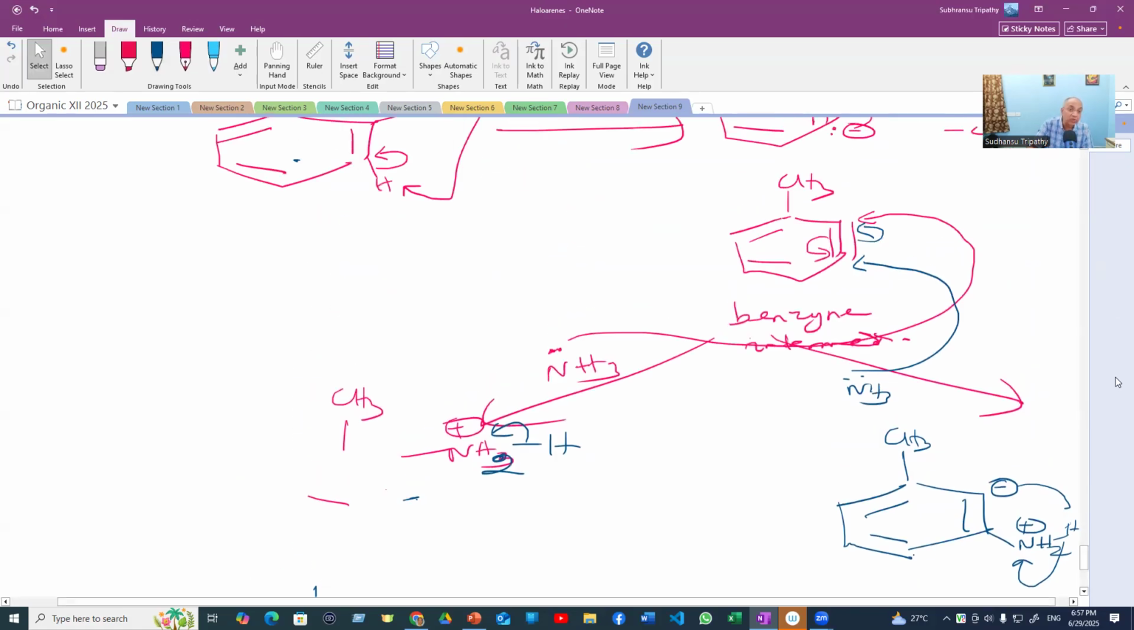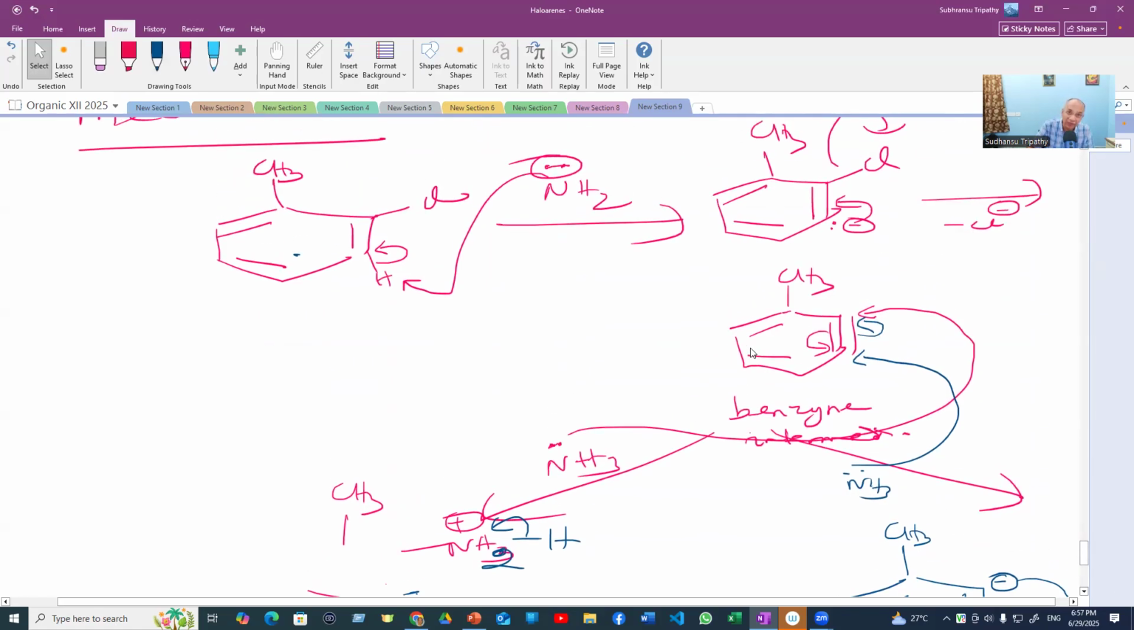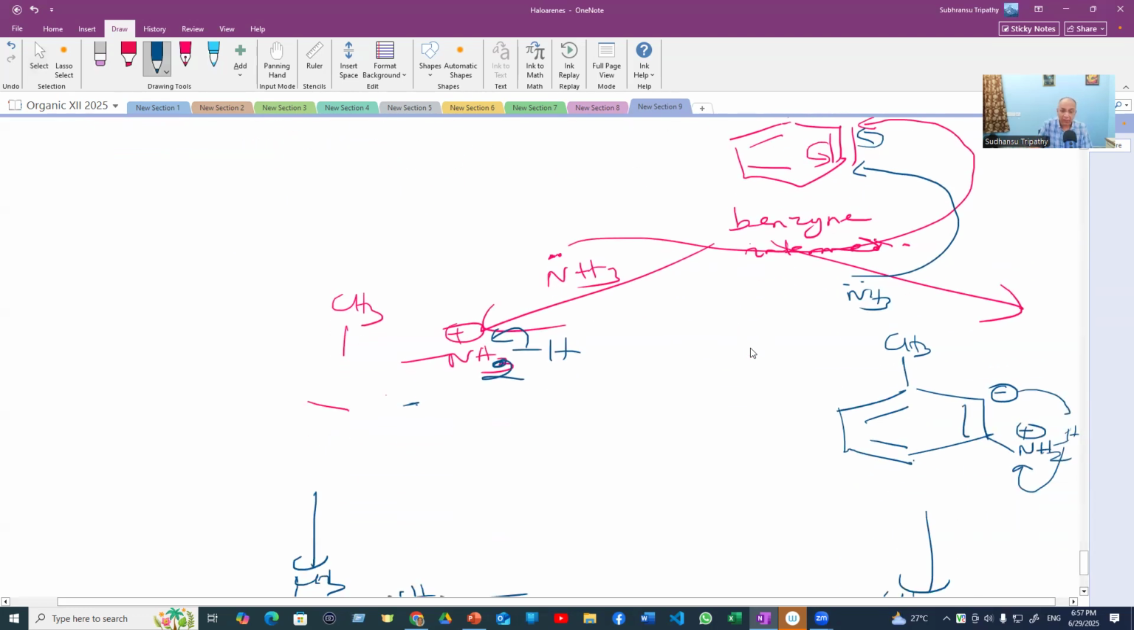But now the question is which is major, which is minor. That will be decided by the I effect, only the I effect. I will tell you why the R effect is not used here. So since methyl is a plus I group, you have to consider what happened to this one.